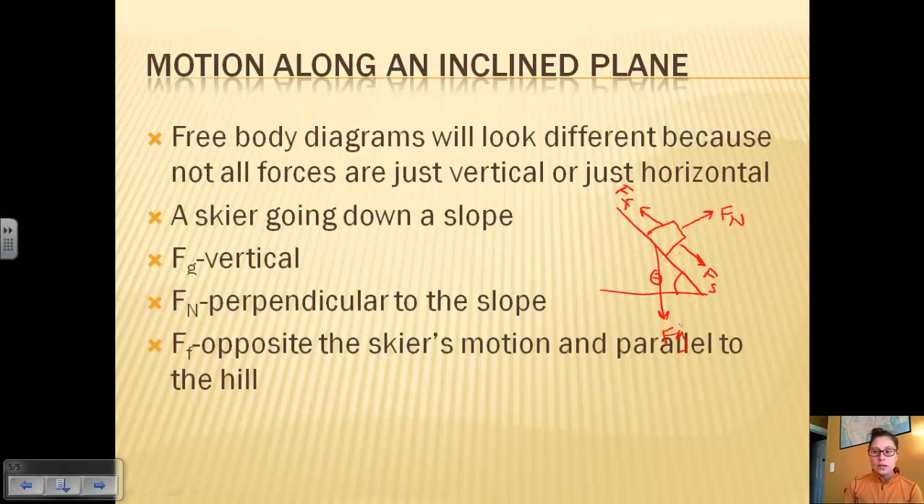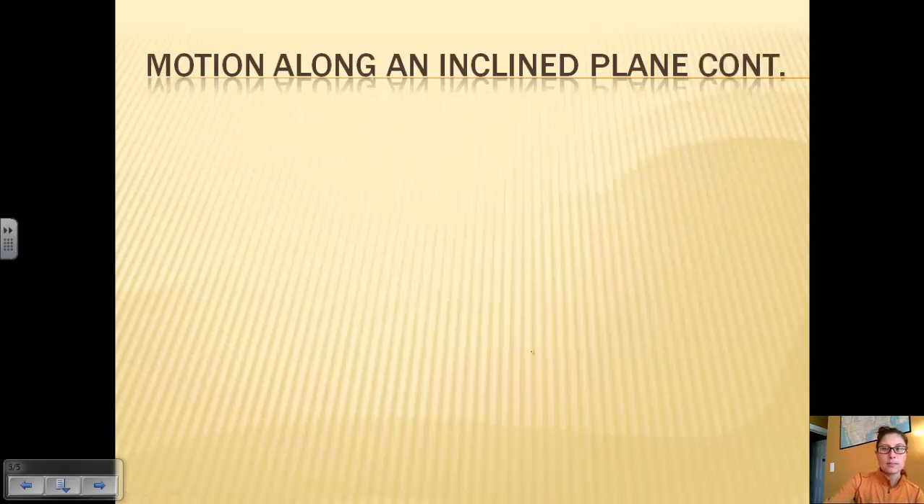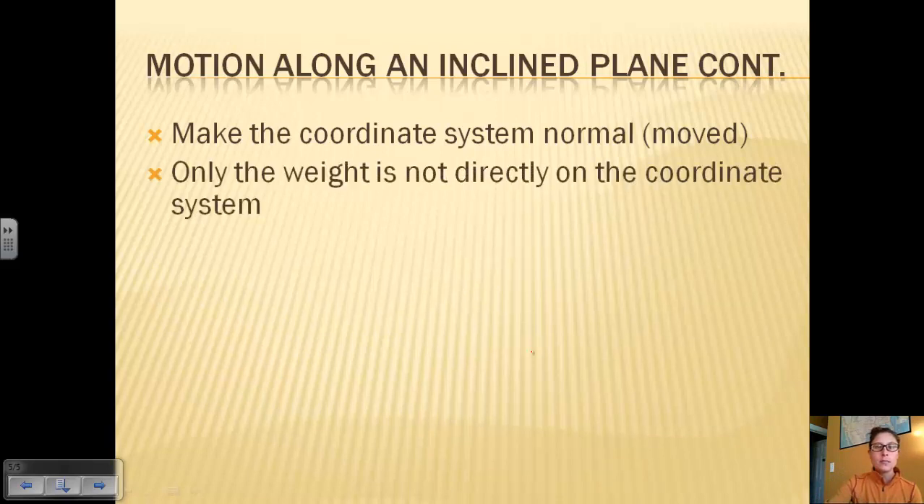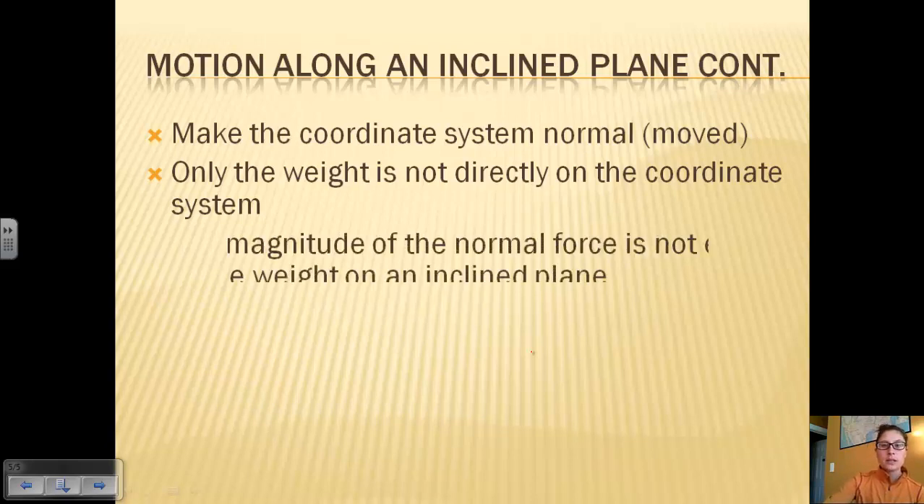Okay, so to do that, well, we'll probably talk about it in the next slide, so let's do that. What we're going to do is make the coordinate system normal, or we're going to move it so that the whole thing is sitting horizontally instead of at this weird angle. So now only the weight, or F sub g, is not directly on the coordinate system. It's the only one that's going to be at an angle. We're going to draw a picture of this in a second.